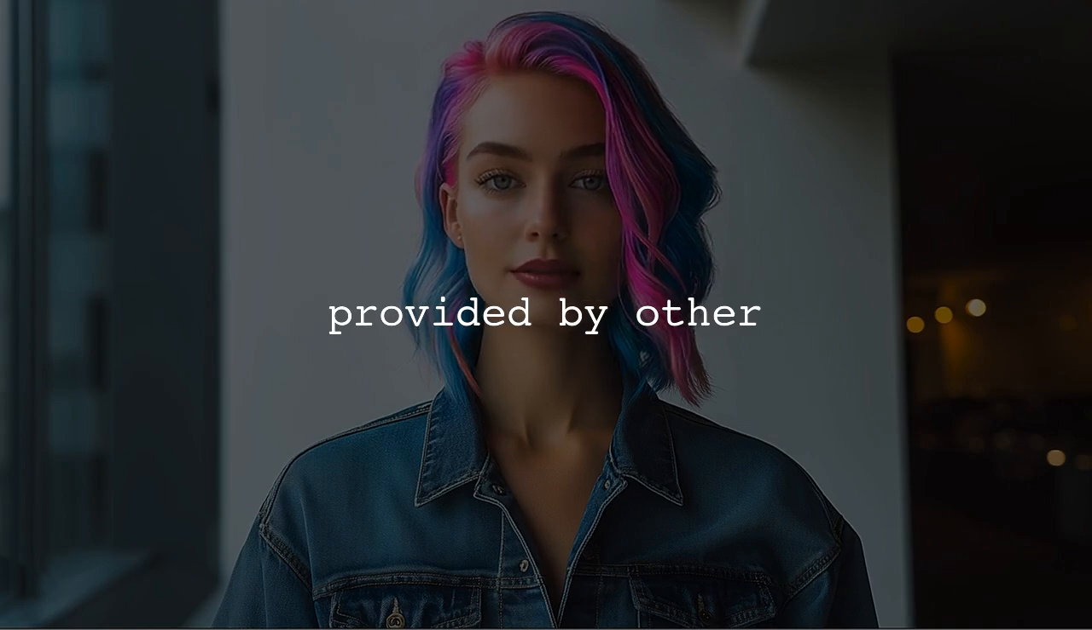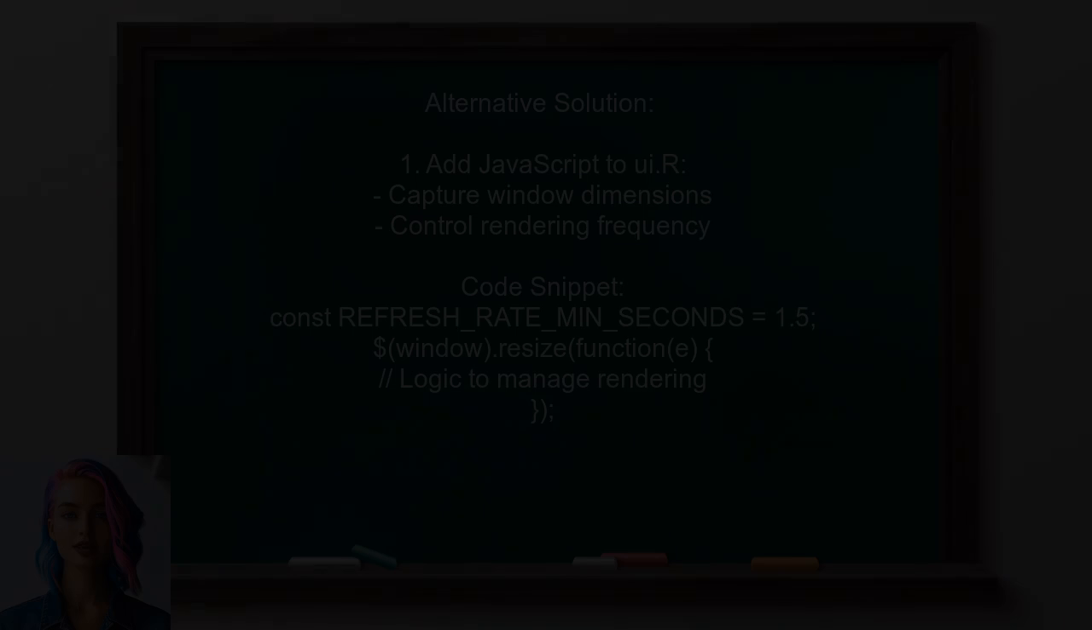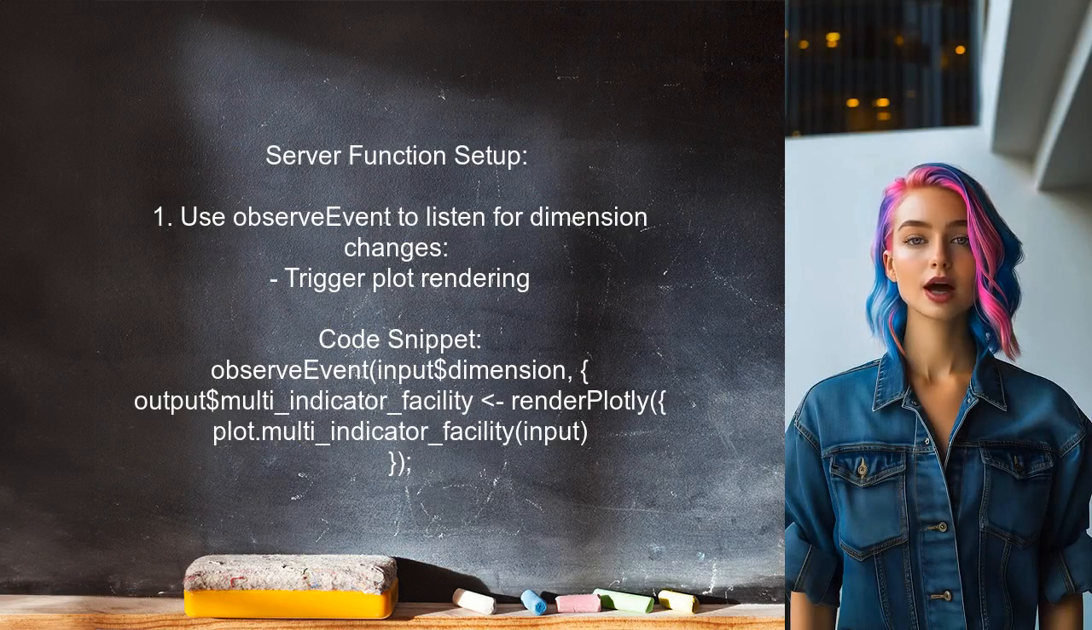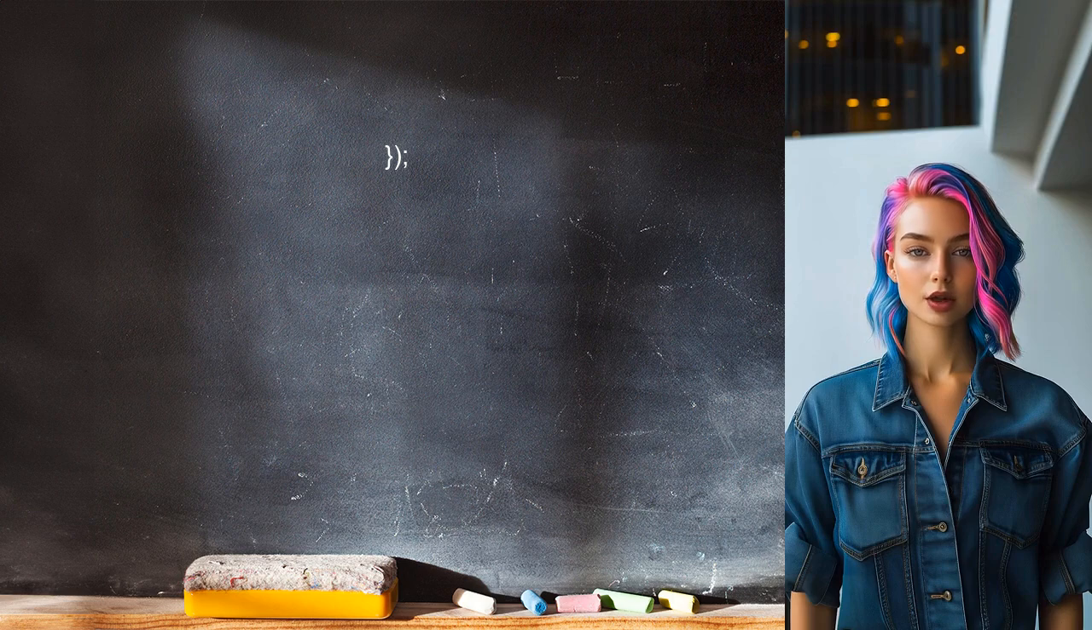Now, let's look at the answers provided by other users. An alternative approach shared by another user focuses on reducing the frequency of re-renders when resizing the window. They suggest adding JavaScript to the UI to manage the rendering process more efficiently. This code captures the window dimensions and only triggers a re-render after a specified delay, preventing multiple rapid updates during slow resizing. In the server function, the user sets up an observable that listens for changes in the window dimensions. When a change is detected, it triggers the rendering of the plot with updated dimensions, ensuring a smoother user experience.